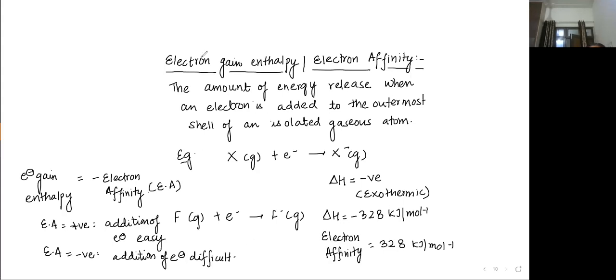Ionization energy is always positive, but electron gain enthalpy can be negative, it can be positive. First, copy down this. So far what we have discussed, electron gain enthalpy is the amount of energy that is released when an electron is added. Okay, that is electron gain enthalpy. Energy released, electron added to outermost shell. If delta H is negative, electron affinity is positive. Second, this we have discussed.